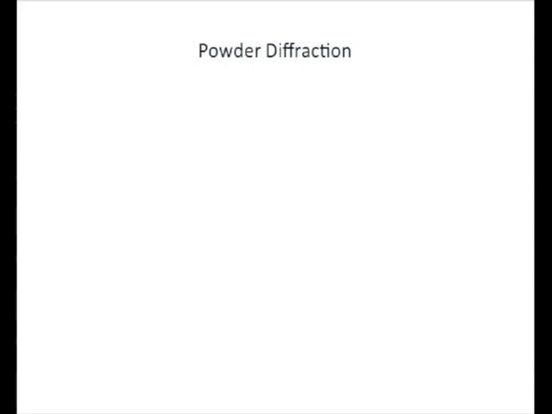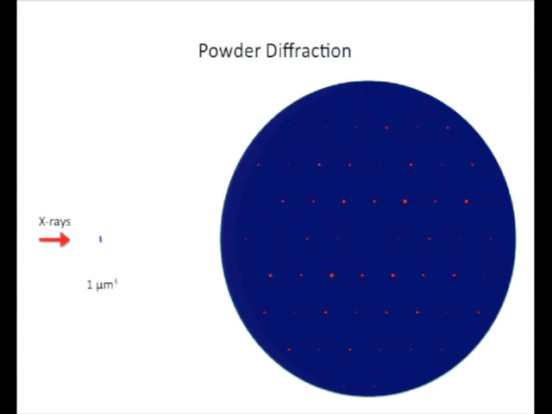Okay, powder diffraction. We also have single crystals. They're just a little bit smaller. They're about a million times smaller than our normal single crystals. And so our diffraction pattern is a million times weaker. We have good detectors these days, and so what's the problem?